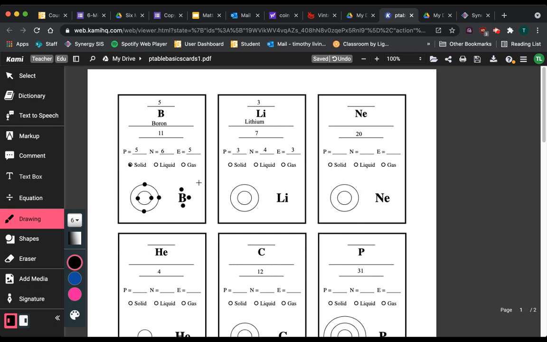I know, and I will put up a list of these, that lithium is a solid.